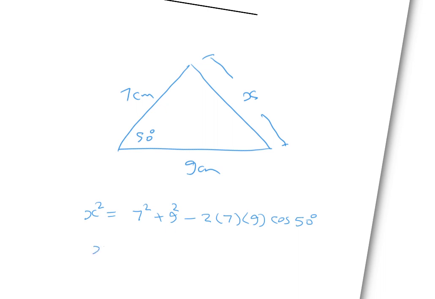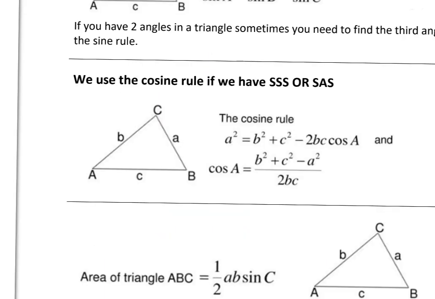So if you need to find x in one step, just square root of 7 squared plus 9 squared minus 2 times 7 times 9 cosine 50. You can use the calculator to find the answer. The answer 7.07? No, just 7.0? Okay, so approximately 7.